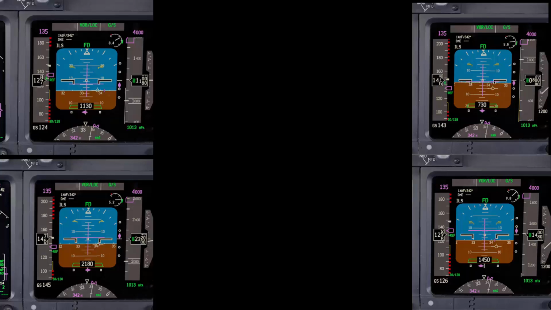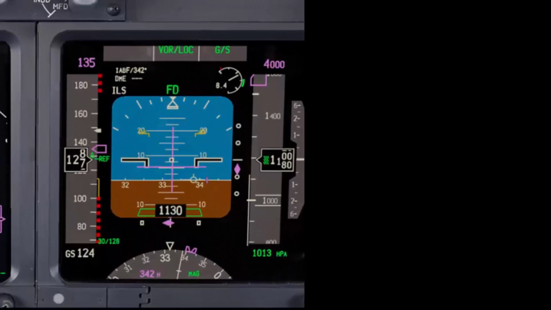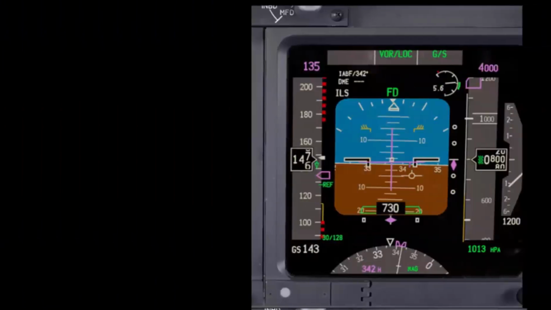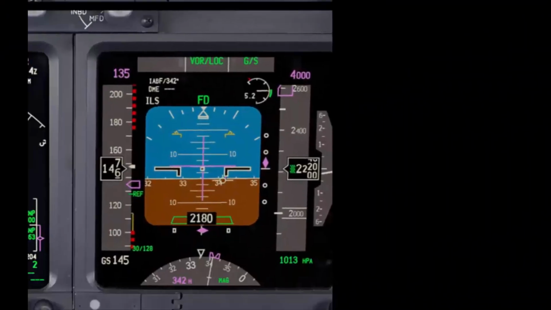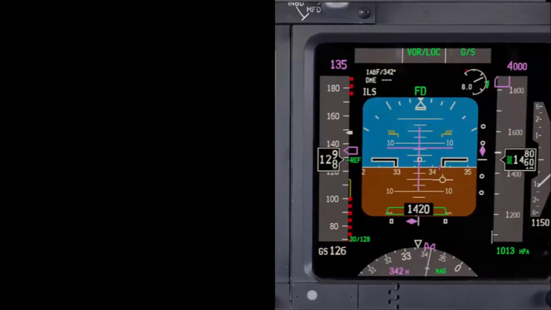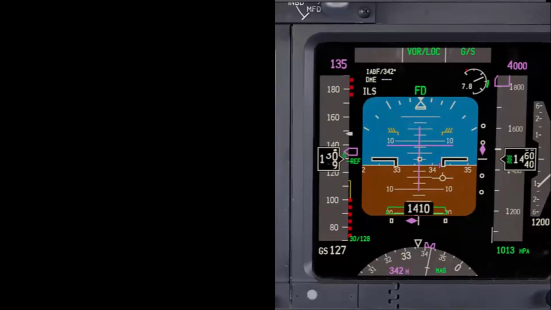For the second point, we have four situations for the glide slope and speed deviation. The first one is being above the glide slope and your speed is low. The second is being above the glide slope and your speed is high. The third one is being below the glide slope and your speed is low. And the fourth one, which is the most critical, is being low and slow, that is below the glide slope and your speed is low as well.